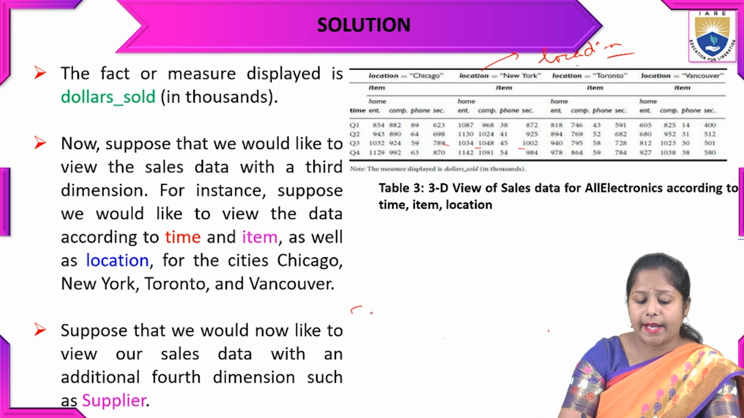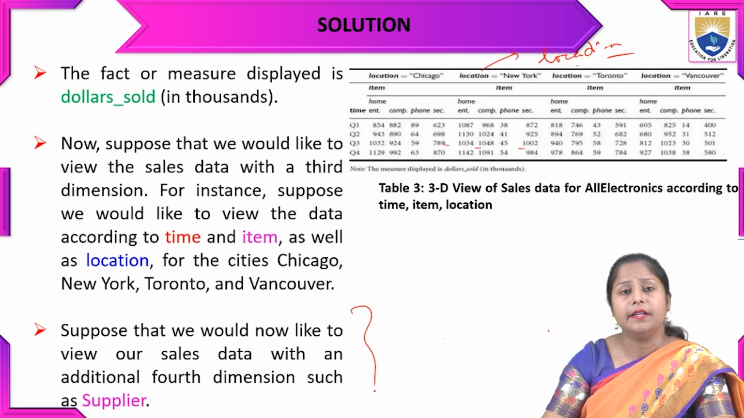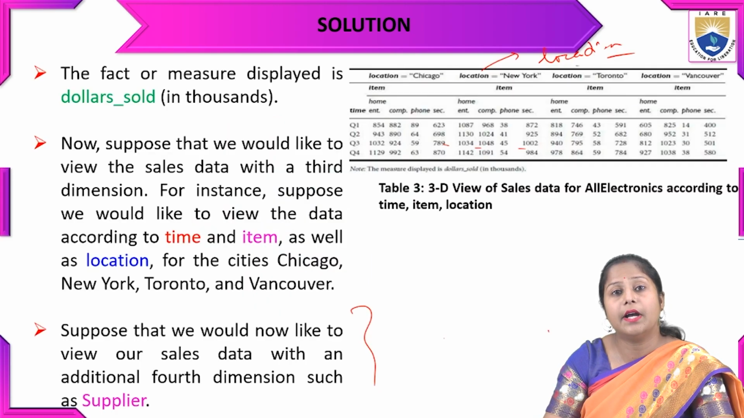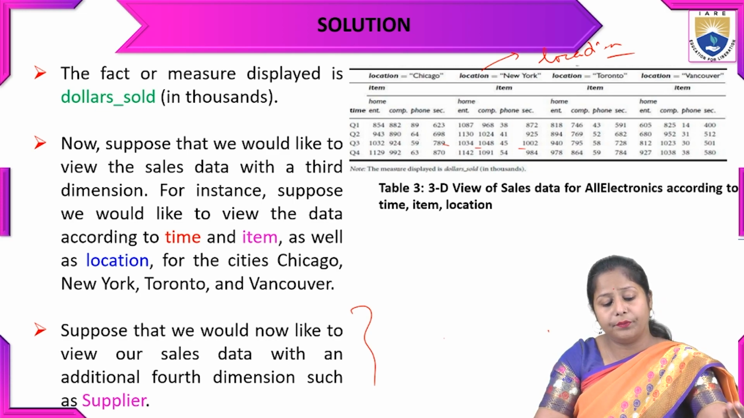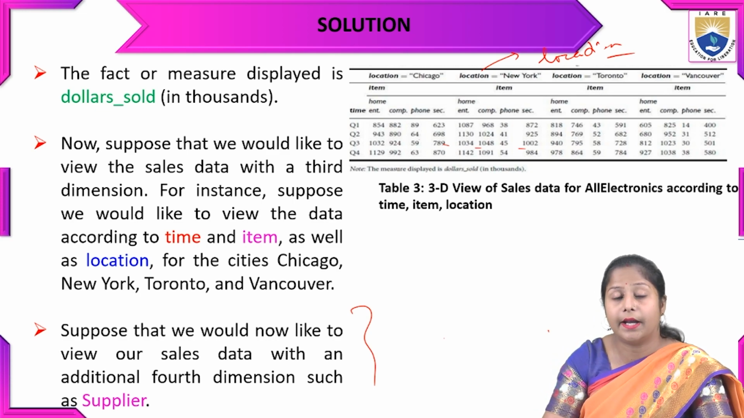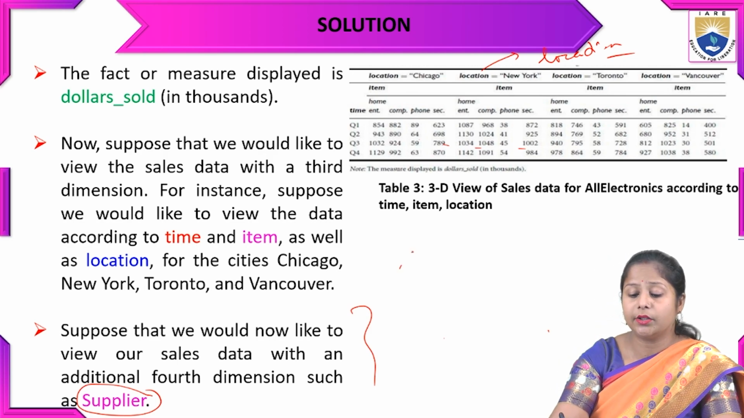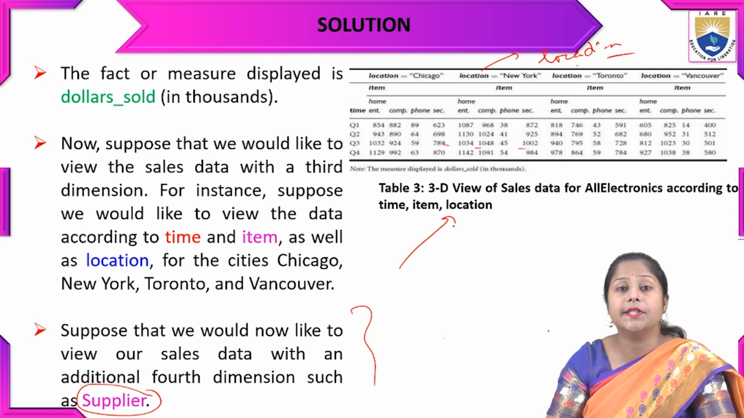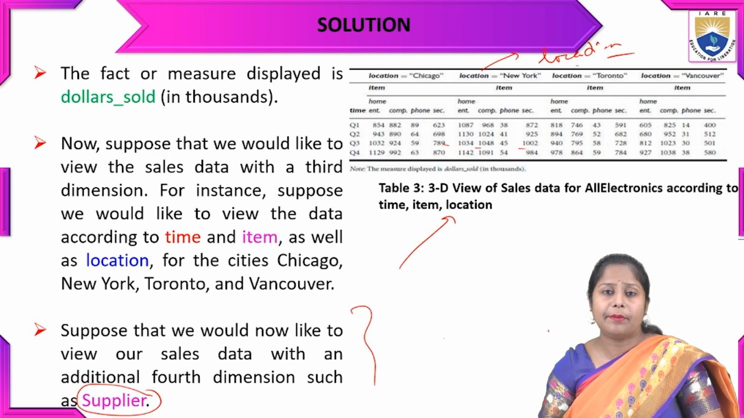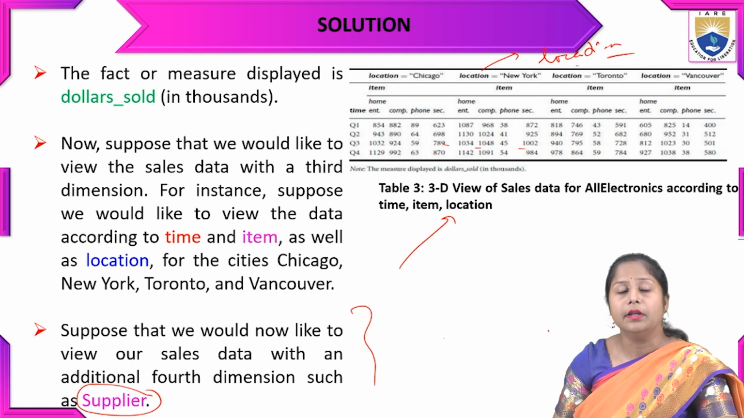Now, suppose we would like to view our sales data with another, 4th dimension. The 4th dimension is nothing but the supplier. So that is originally the 3D view. Now we can assume a 4D view is also there, and that will be the hypercube. So for the 4th dimension, supplier, how are we going to view that particular data cube, and what will be the data representations of the 4D data cube, we will see.